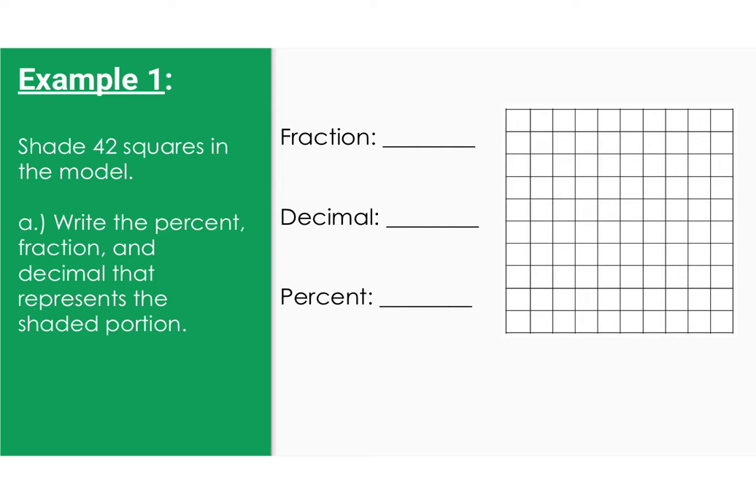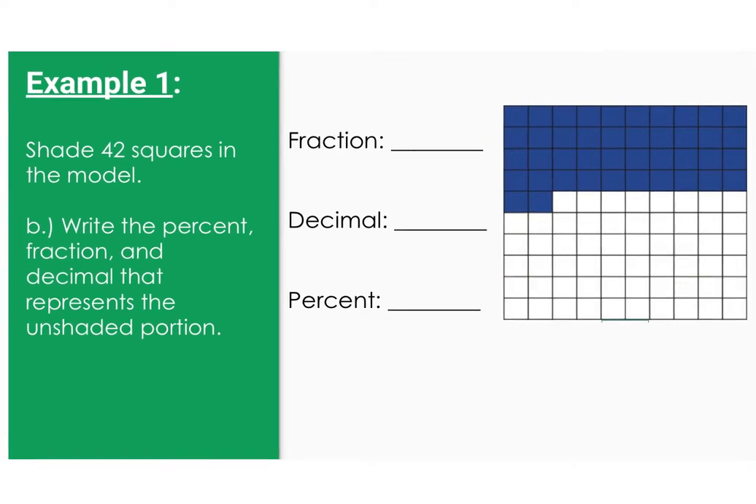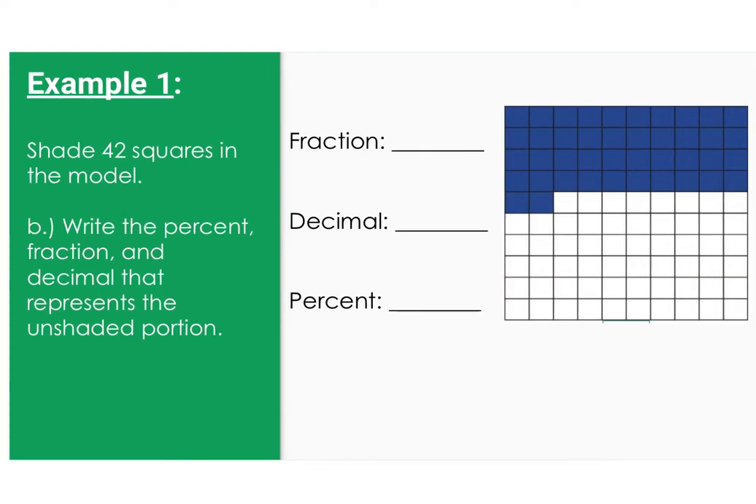Example 1, we're going to shade 42 squares in the model. We're going to write the percent, fraction, and decimal that represents the shaded portion. So there's 42 squares shaded. The fraction that we would start with would be 42 over 100. We would reduce that because we always reduce fractions when we can, and we do that by dividing by 2, and that's 21 over 50.